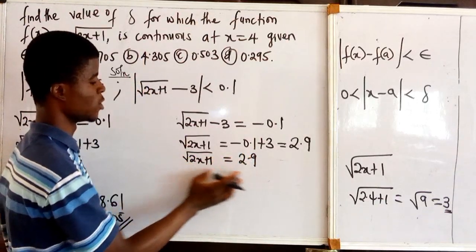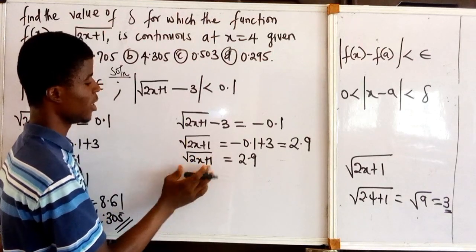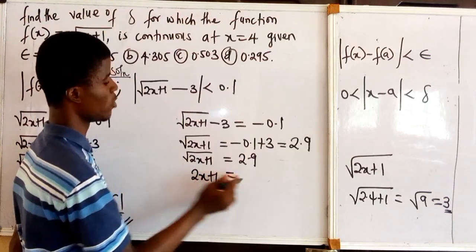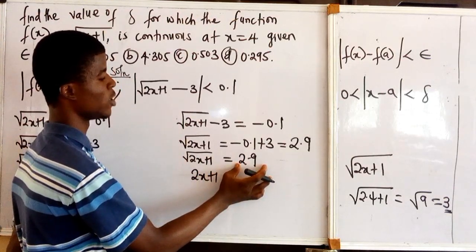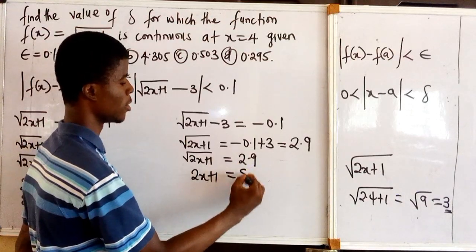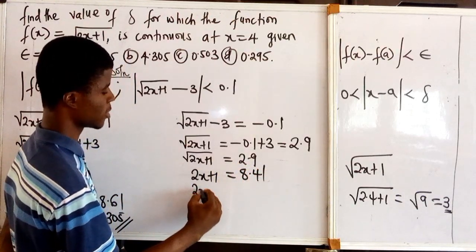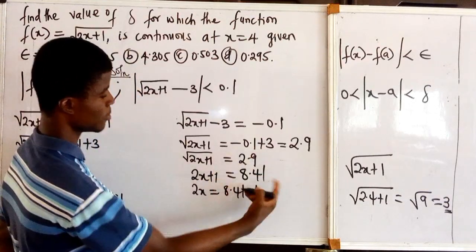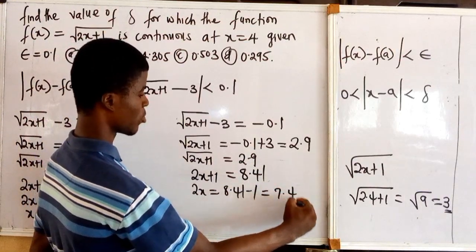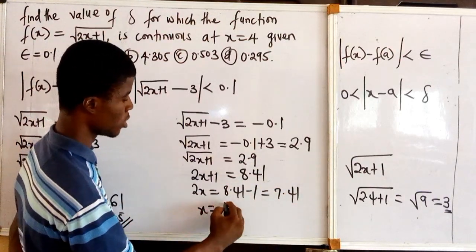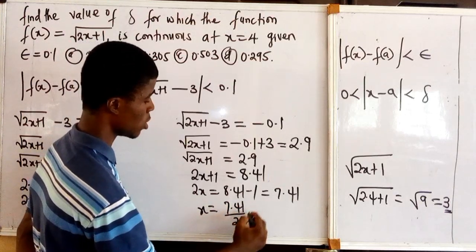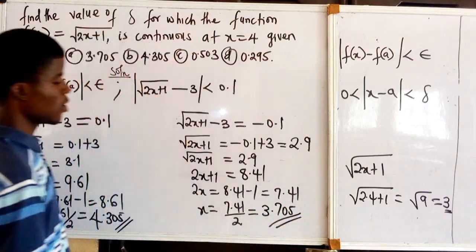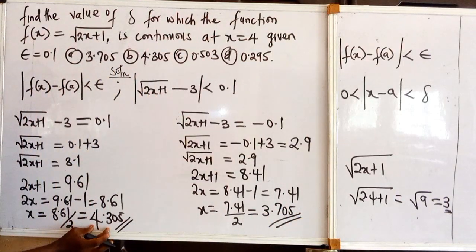I'm going to take the square of both sides right now to eliminate the square root. So taking the square of the left hand side, I will have 2x plus 1, as the square will remove the square root. And the square of 2.9 is 8.41. So 2x is equal to 8.41 minus 1, by collecting like terms. And this will give us 7.41. So x is equal to 7.41 all over 2, and this is equal to 3.705. So the two values of x here are 4.305 and 3.705.